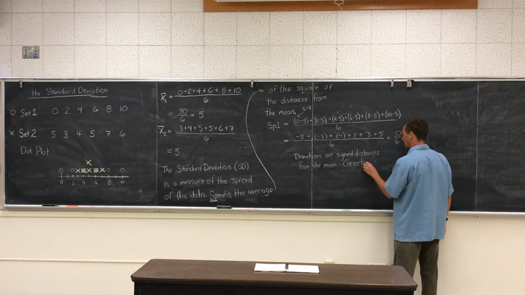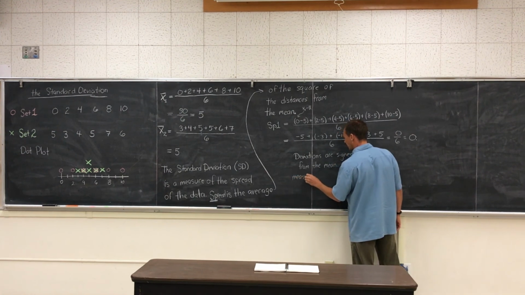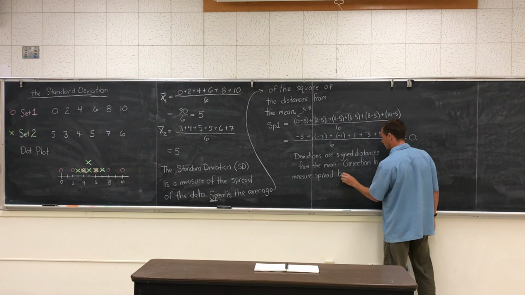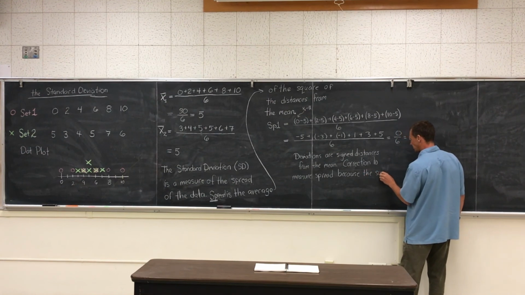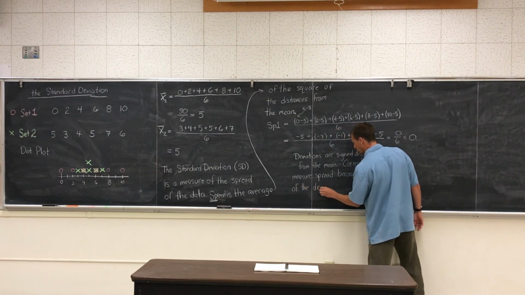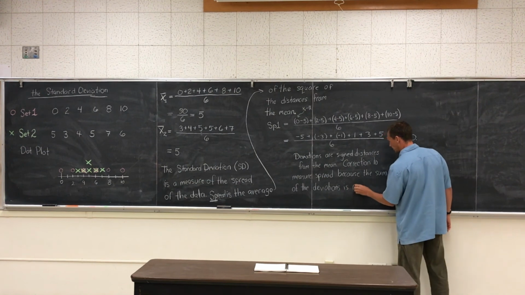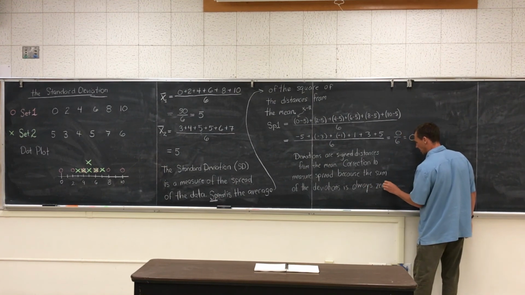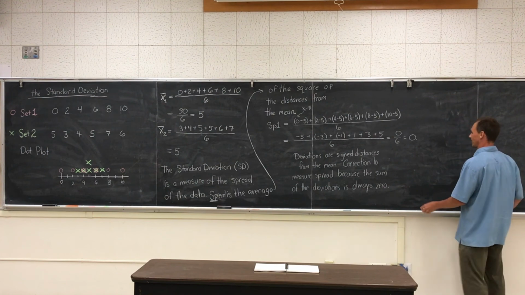So correction to measure spread. And I'm going to say why. Because the sum of the deviations is always 0. Okay? So here's the correction. The correction is square each deviation. That's our correction.